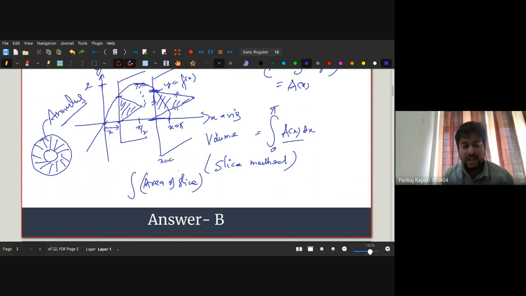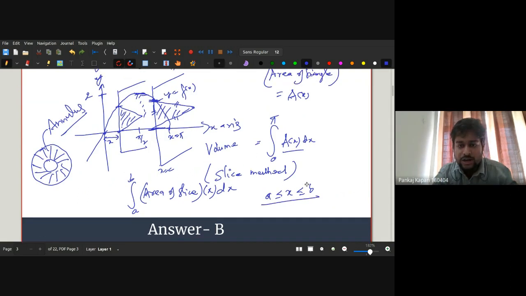So if you have such a slice, then finding the area of such a slice is very easy. So find the area of the slice as a function of x or y, whatever your independent variable. Let's say that it is x, and then integrate over all possible limits of x, right? Upper limit and lower limit. So if your x varies between a and b, you integrate between these limits the area of the slice, and you get the volume.